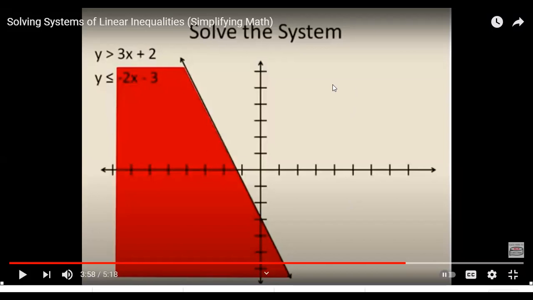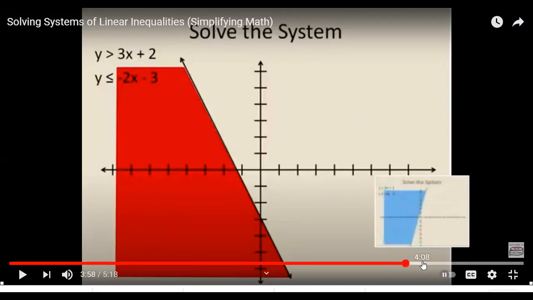Okay, so back to you, Hannah Yasser. It should be a solid line because it's less than or equal to. Then we are going to shade the area under the line.